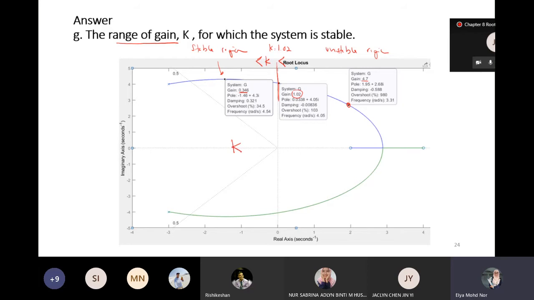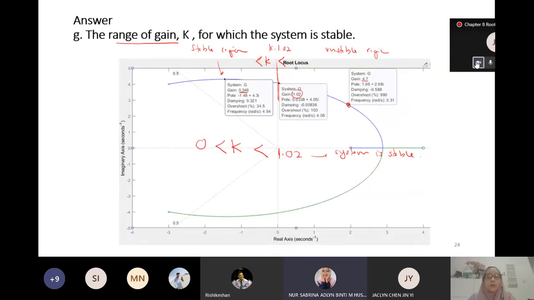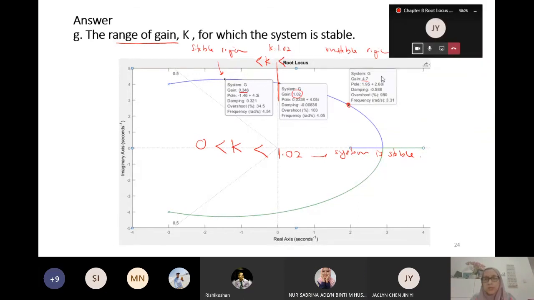So what it says is that the range of gain K for which the system is stable is from 0 until 1.02. At this range, the system is stable. That's what it means. Okay, so far so good, everyone. This has lots of mathematics. You need to look again at the video. Then I think we are ready for the homework.